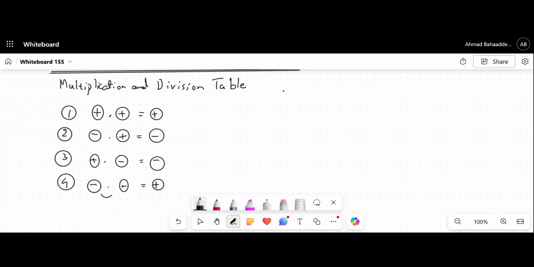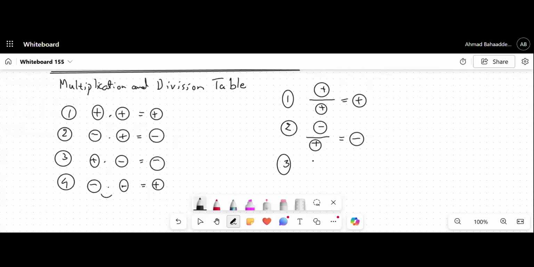So the division table, guys, this was the multiplication table; now we have the division table. The first one: if I divide a positive number by a positive number, the answer is going to be positive. Number two, if I divide negative by positive, the answer is going to be negative, the same as number two in the multiplication table.